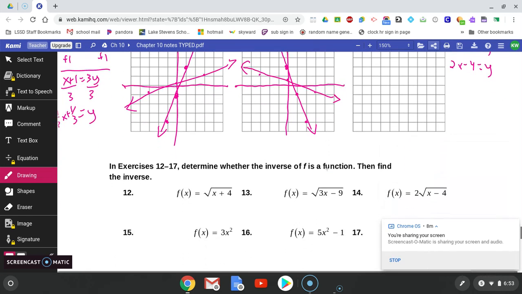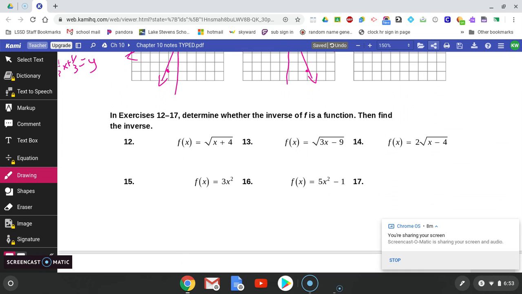Okay. The next section, it says to determine whether the inverse is a function and then find that inverse. All right, so let's find the inverse. So I'm going to replace f of x with y, and then I switch my x and my y. So I have x is equal to the square root of y plus 4. To get rid of the square root, I'm going to square both sides. So I get x squared is equal to y plus 4. When I subtract the 4 over, I get y is equal to x squared minus 4.